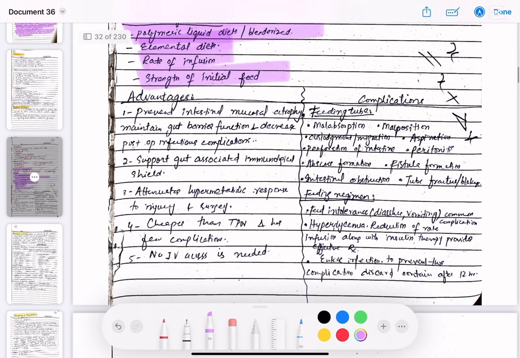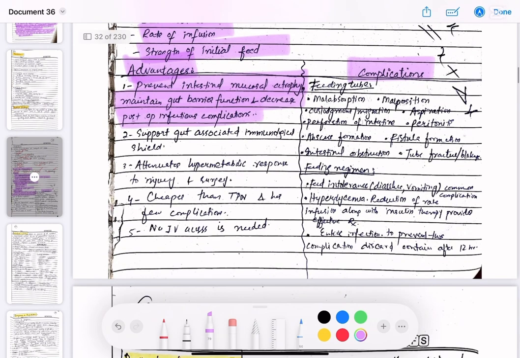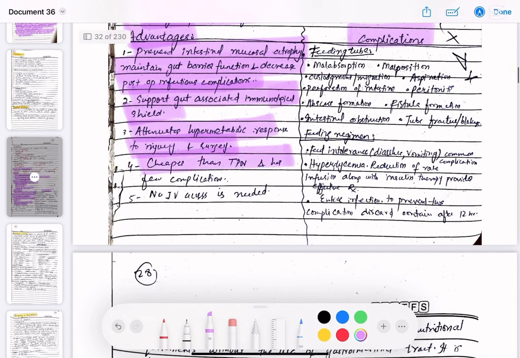The advantages are that it prevents intestinal mucosal atrophy, maintains gut barrier function, and decreases infectious complications. It supports the gut-associated immunological shield, and it attenuates the hypermetabolic response to injury and surgery. It is cheaper than total parenteral nutrition, has few complications, and no IV access is needed.